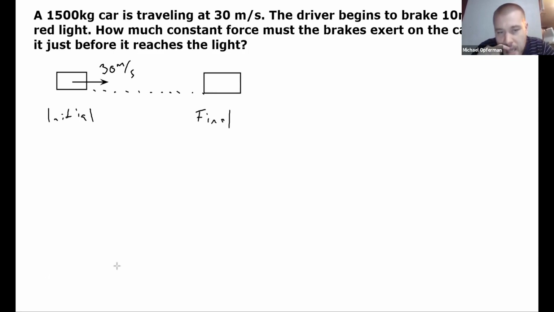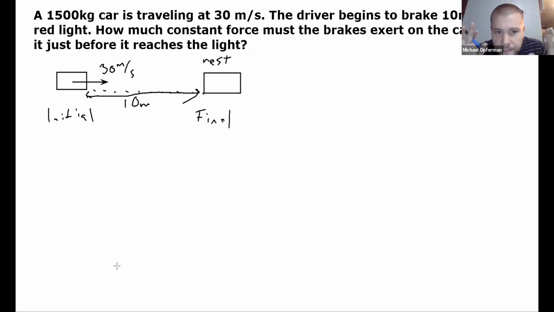And in the final state, I want the car to come to rest just before it gets to the red light. So that means over here, the car is going to be at rest. And the distance between these two is going to be my 10 meters. So I think I'm in pretty good shape here. It says that a constant force is applied to the car, so the acceleration should be constant between the initial and final states. So I think I'm in good shape.